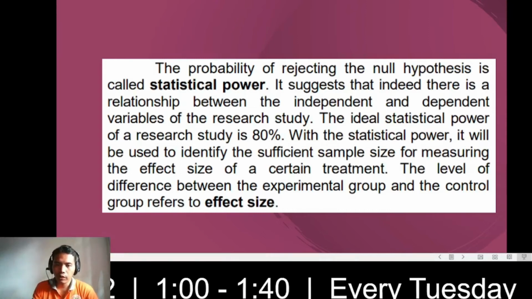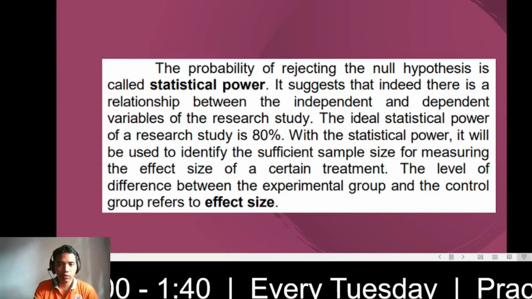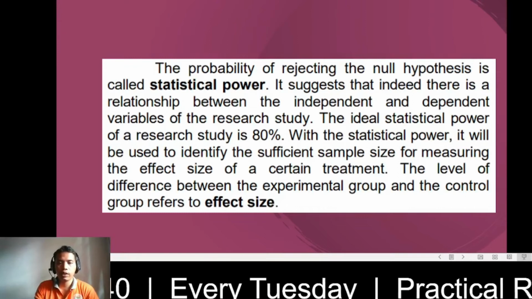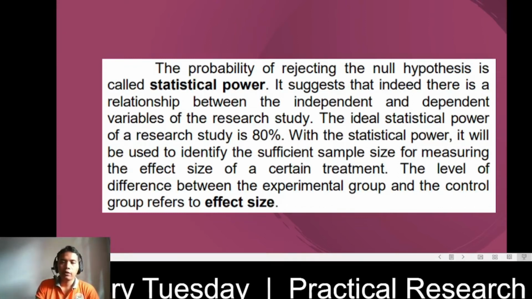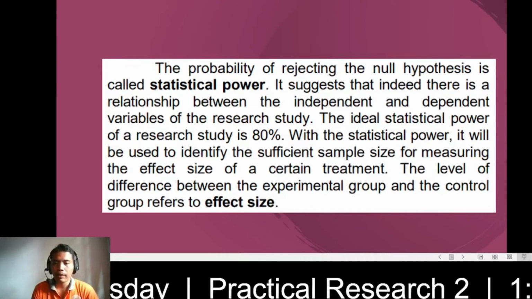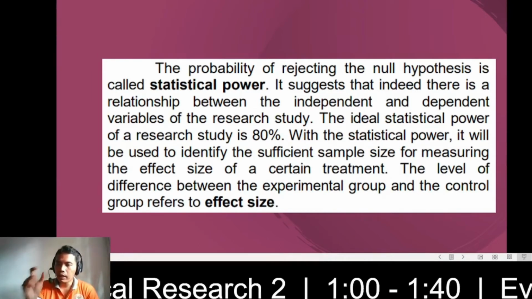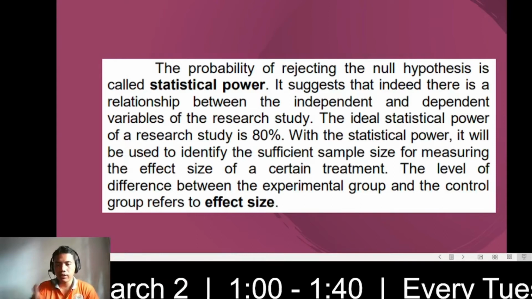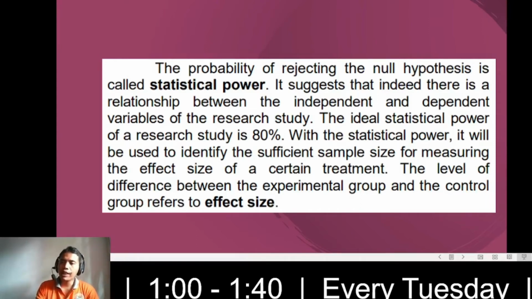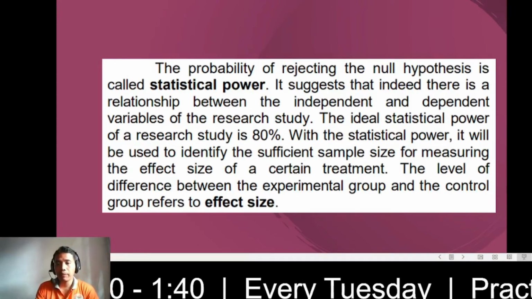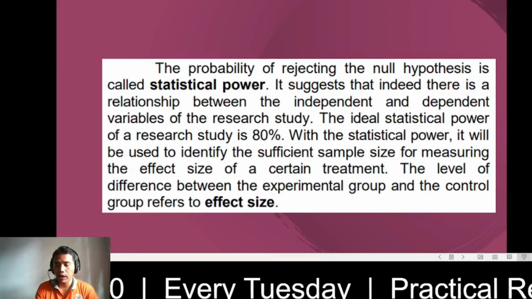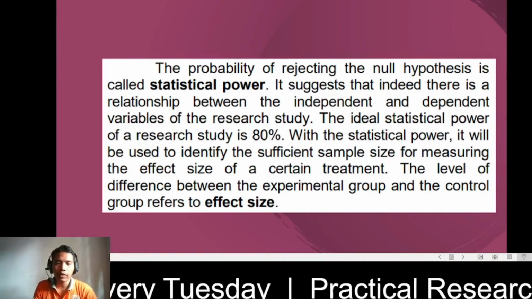So, I think there's no need for me to repeat it because it would take us too much of our time kung i-repeat pa natin. So, kapag sinabi natin statistical power, this is yung percentage na maaaring ma-reject yung null hypothesis. Okay, that is a statistical power. It suggests that indeed there is a relationship between the independent and dependent variables of research study. So, may statistical power.